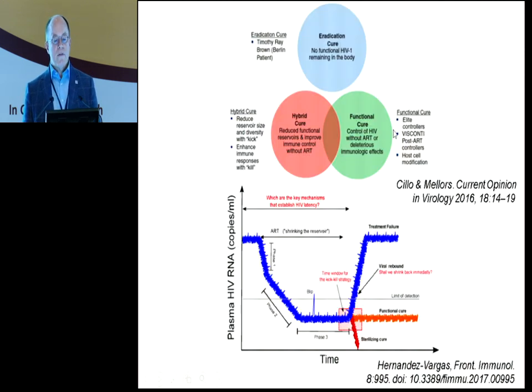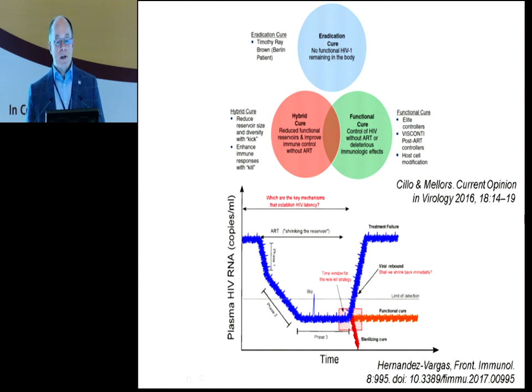So we talk about a few different types of cure. One is the eradication cure or sterilizing cure. That's what we're all aiming for, for the most part, to completely eliminate HIV from the body, like Timothy Brown, the Berlin patient. But what we'd be happy to settle for on some level is a functional cure, where we don't get rid of the HIV DNA, but the virus does not replicate in people who are off therapy.